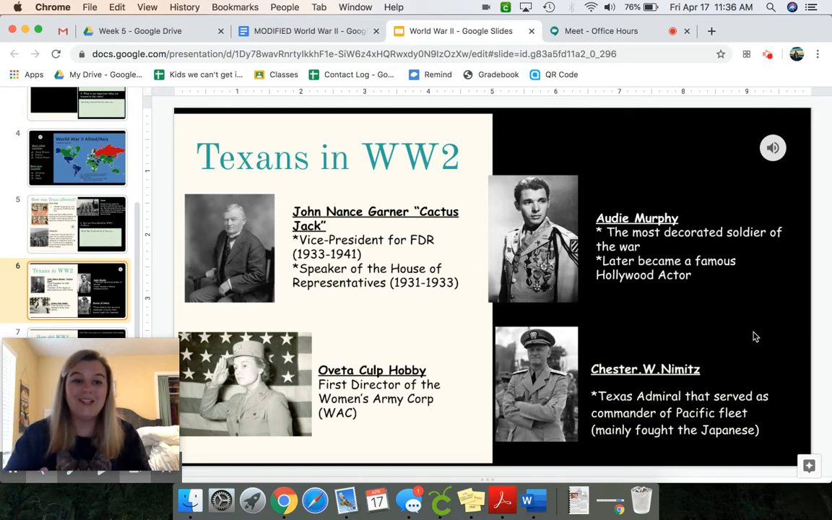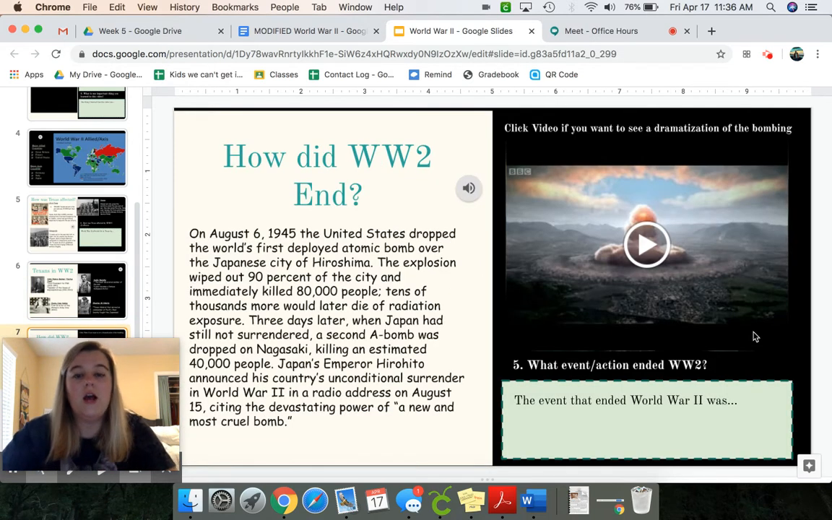And then the guy that's in charge of the European theater is a guy who's eventually going to become the president, Dwight Eisenhower. And he actually was born in Texas as well. So the two main guys fighting and leading this war are both Texans, which is awesome and makes us seem very cool. So how did World War II end?